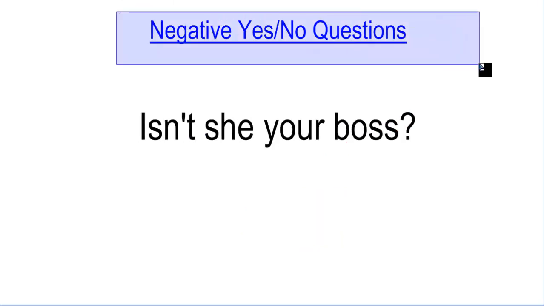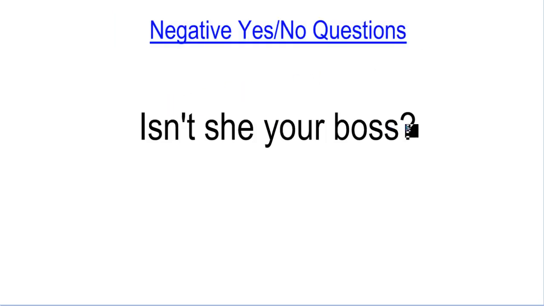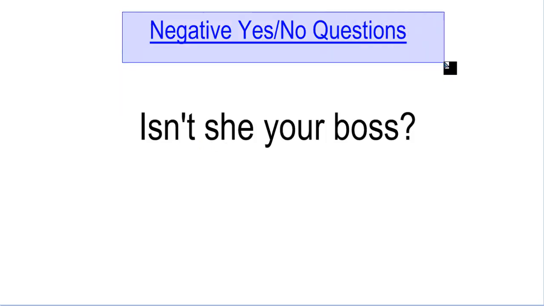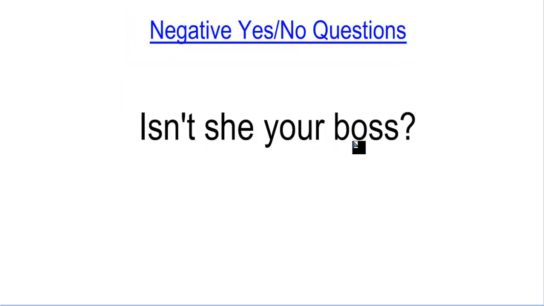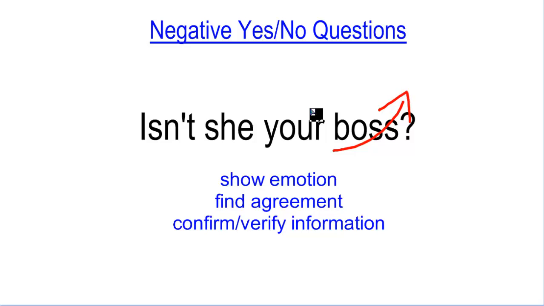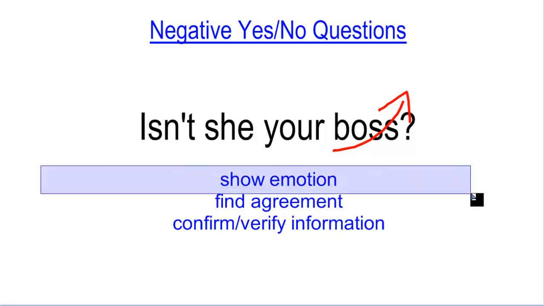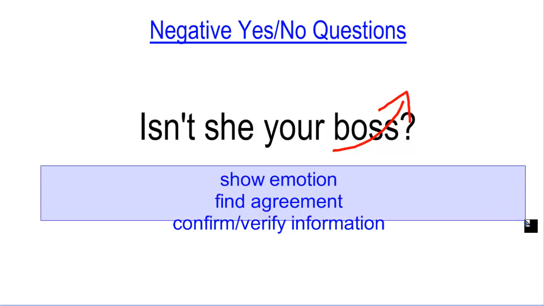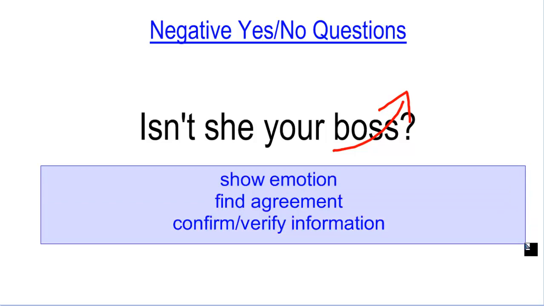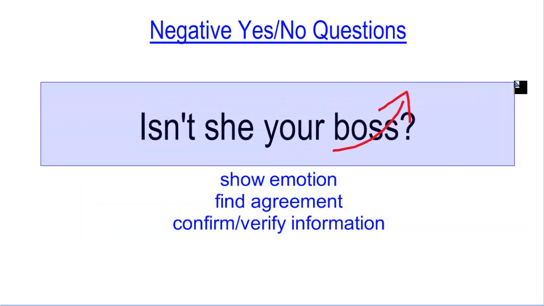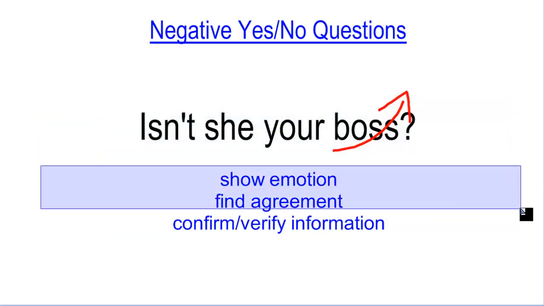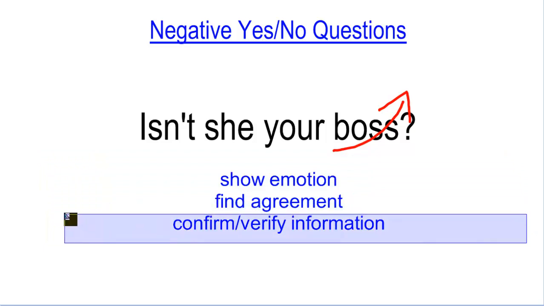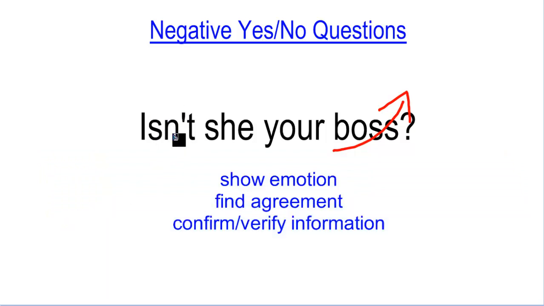Now, negative questions. Negative questions have the same intonation, but the intention is different because remember, negative questions are questions with attitude. Isn't she your boss? In this case, the intonation is also going up, but the difference is the intention. Your intention is to show emotion, to find agreement, or to confirm or verify information. So in this case, isn't she your boss? The person in this case is trying to confirm information because I think she is your boss. So I am going to ask the question in a negative form. The intonation is also going up in this case.